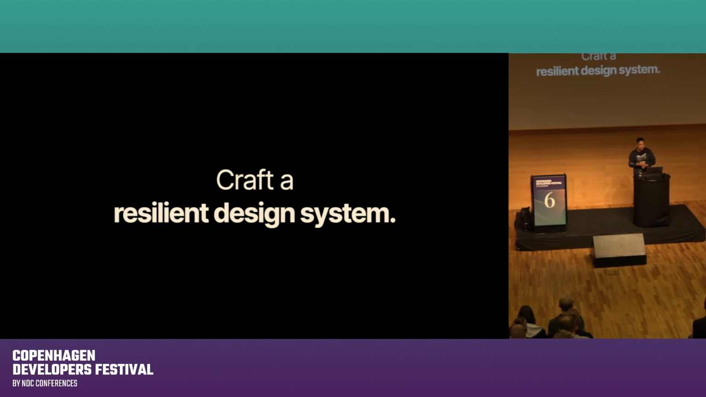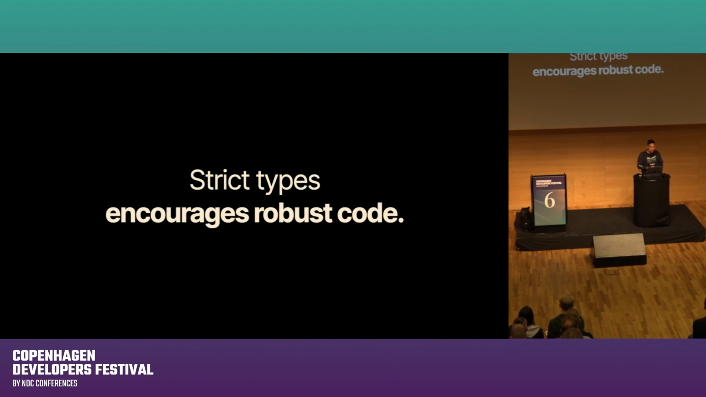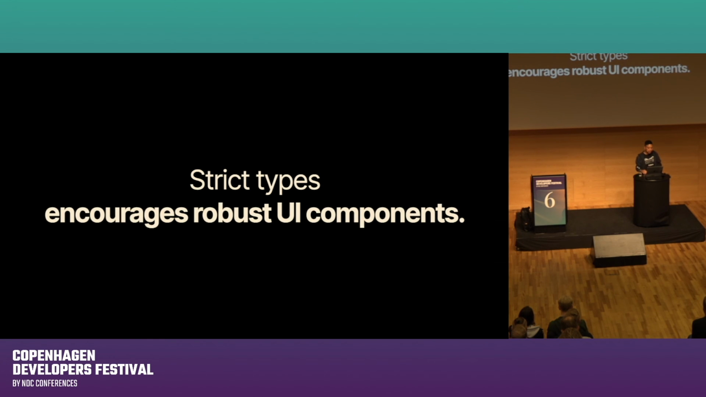A resilient design system provides a set of standardized, well-defined components that can be easily integrated and reused throughout the code base, encouraging the creation of robust code. Strict types help ensure that the data you use in your code is valid and conforms to a specific schema, making the code more predictable. Strict types also encourage the creation of robust UI components by providing a clear, well-defined interface that ensures that the data is correct and consistent.